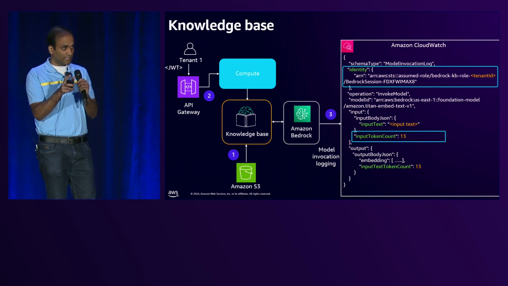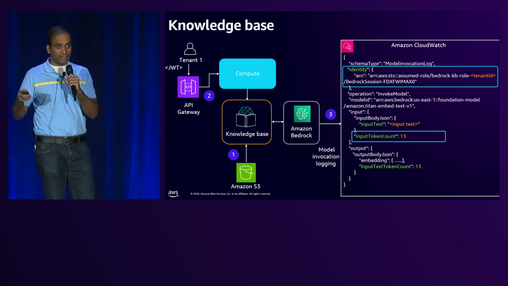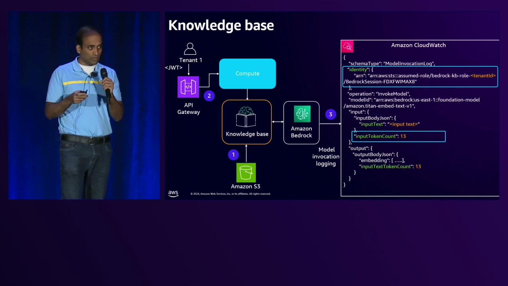There is that base, and we used a convention where that service role we have appended the tenant ID to it. So now when you're aggregating the metrics, you could parse this message and get the tenant ID from that identity and also get that input tokens and put them together.